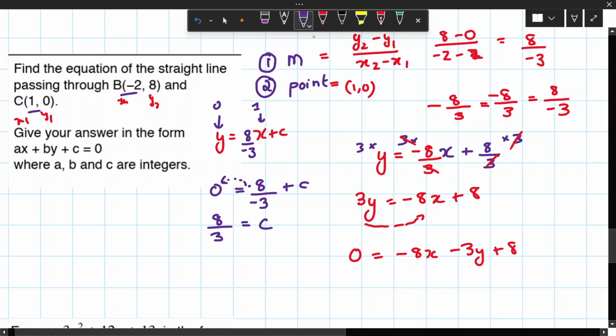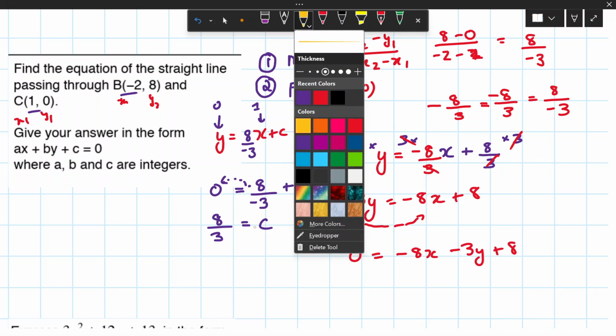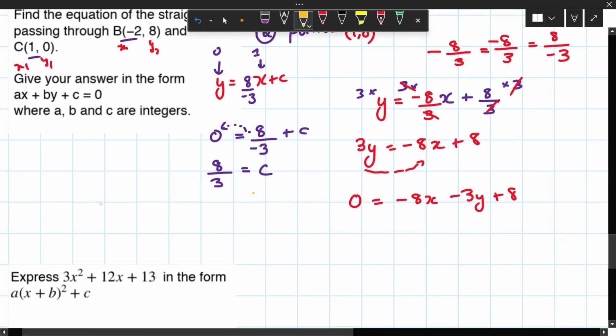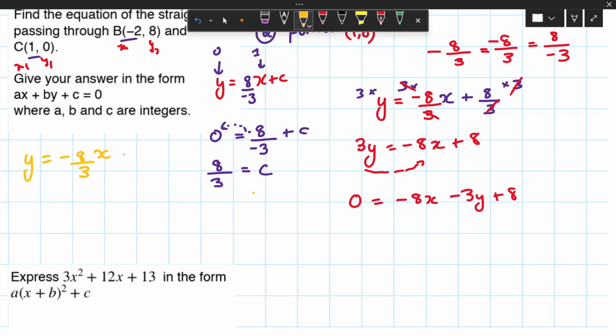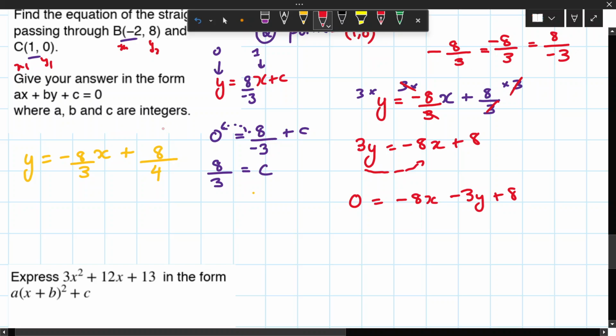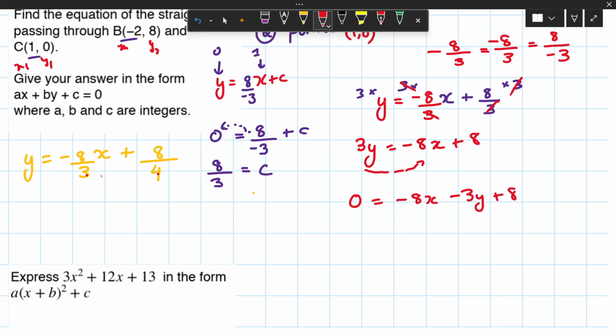Let me show you something else. Let's say if the question was y equals minus 8 over 3x plus, let me try this as 8 over 4. Now the problem is I would want to get rid of 3 and 4 at the same time. So if I want to kill two birds with one stone, I would look for the LCM, which means I'm going to multiply this with the 12.